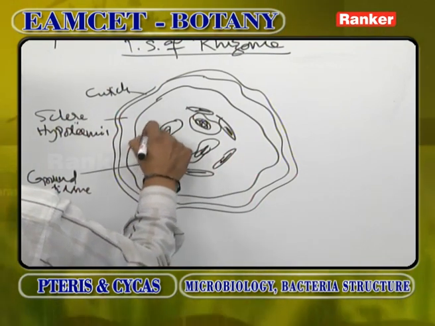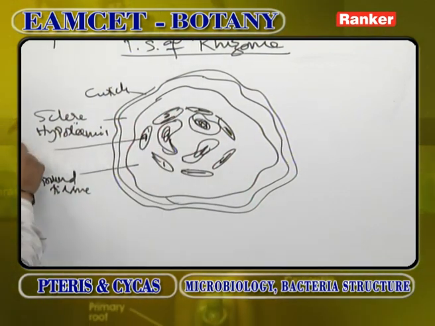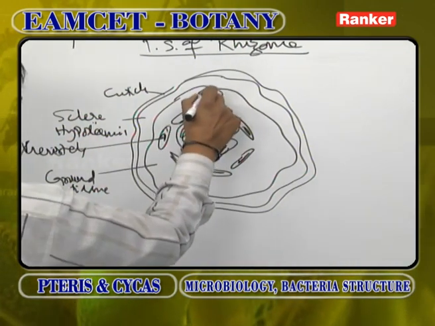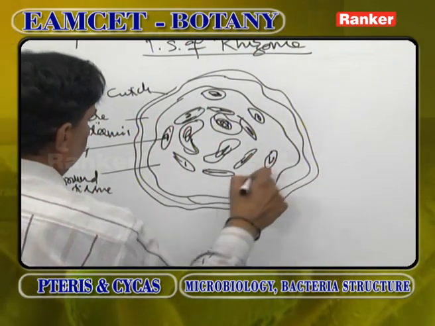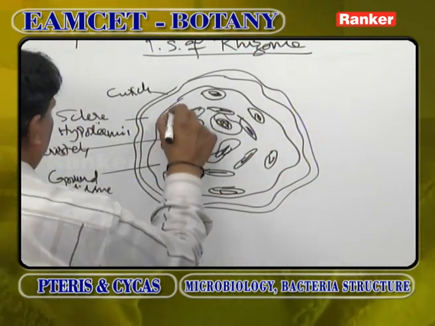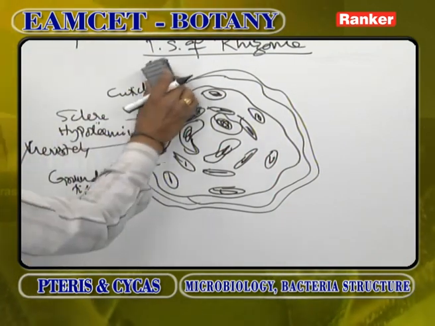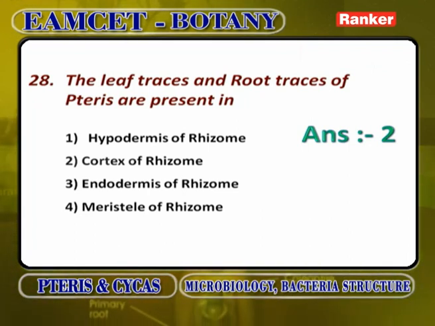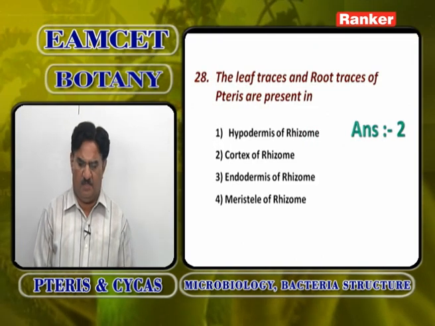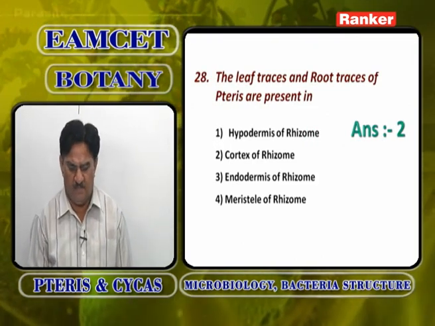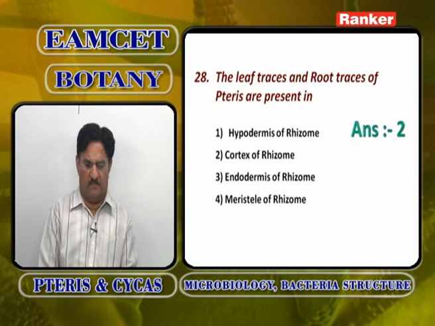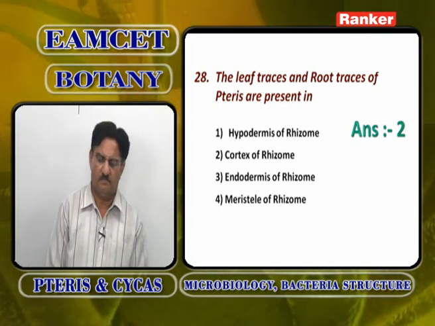This is called dictyostele and each stele is called meristele. If you carefully observe the cortex, it shows special leaf traces and root traces. Leaf trace is the vascular bundle of the leaf, root trace is the vascular bundle of the root. When you clearly observe the TS of rhizome, leaf traces and root traces are not found in the hypodermis, not in the endodermis, not in the meristele, but found in the cortex of rhizome.